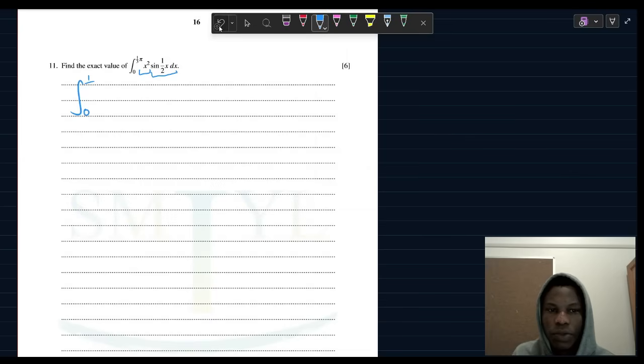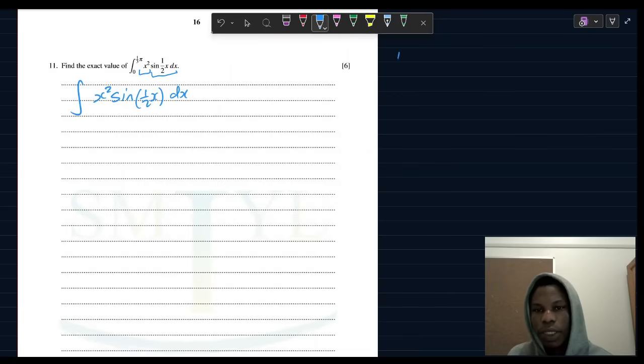In fact, I'll just drop the limits for now. We'll come back to the limits. Let's just focus on getting the integral of this. So the integral of x squared sine a half x dx. So remember, use LATE to decide what u has to be. In this case, we've got algebra, which is the A there, and we've got trig.